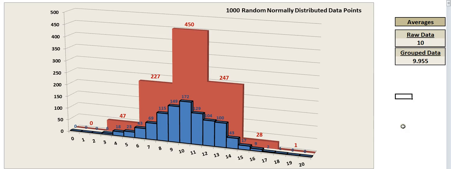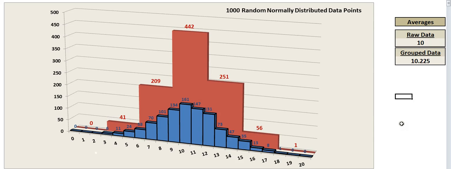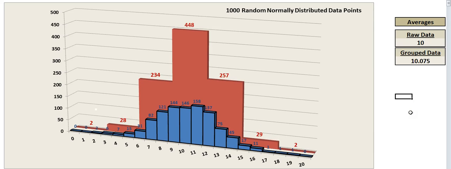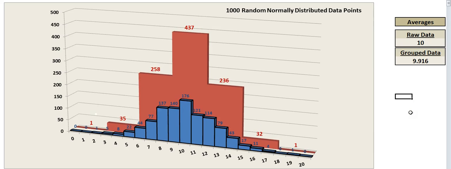It's not much more. Go ahead and press F9 again to reshuffle. Now we've got more on the right side than the left side, and you can see why: 56 to 41, 251 to 209. This one seems a little more obvious. There's more on this side than on this side. But again, we're not straying all that far from the average of 10.